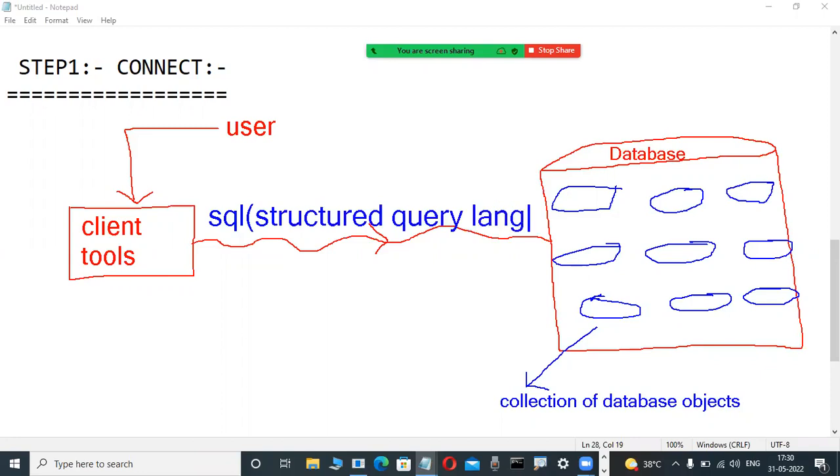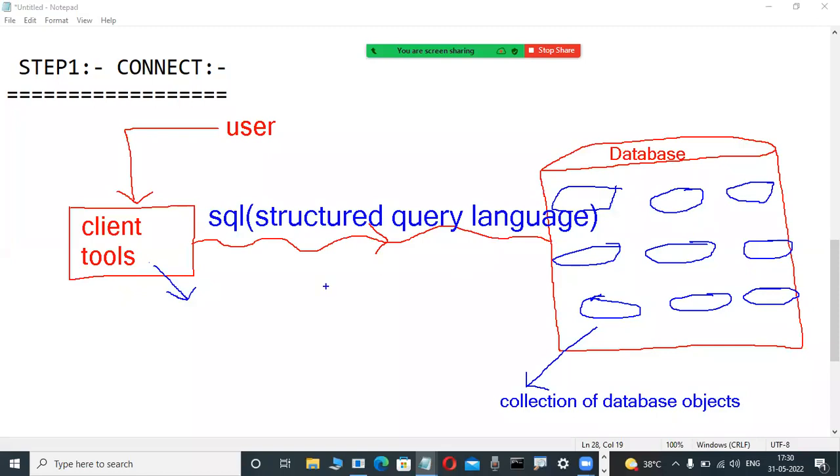Okay, language. And now check it out. Concentrate here, that structured query language. Unfortunately, you are a first-time newcomer. Now here, these client tools. What are these client tools? Don't get confused, observe here. For some examples I'm writing: whenever you are installing your Oracle software.